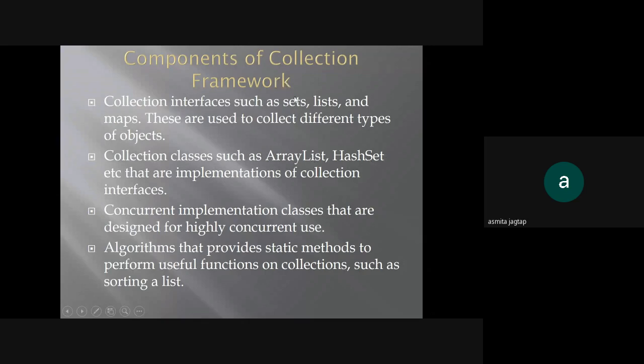When an interface comes into the picture, it is implement. Always remember, the implement word comes when we are using the interfaces in our class, and then we extend classes. That is called inheritance: extending for inheritance, implementing for interfaces. So in the collection classes, ArrayList is there, HashSet is there, which implement your collection interfaces. And there are concurrent implementation classes that are designed for highly concurrent use. Algorithms provide static methods to perform useful operations or functions on collections, such as sorting. We can do the sorting also.